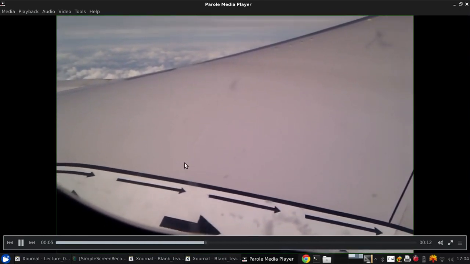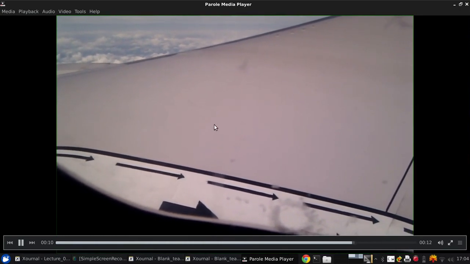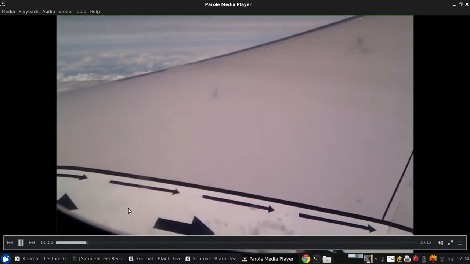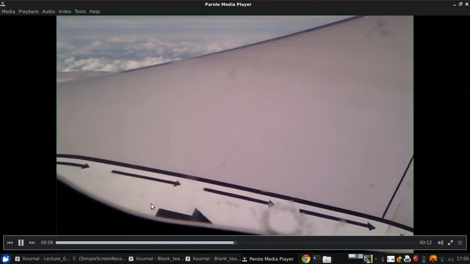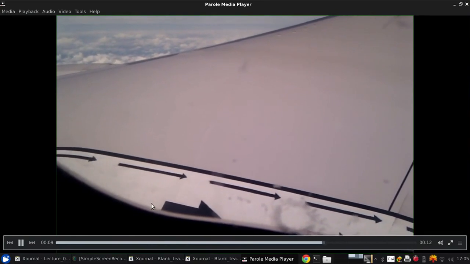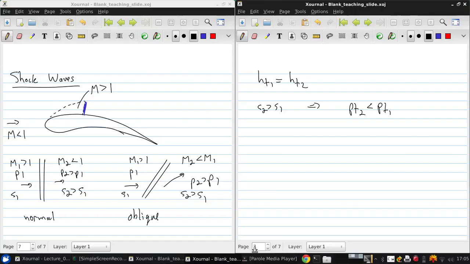So you can see the shock here on the wing, and you can see that the plane's accelerating a little bit, so the shock's pushed back. Play it one more time. So the shock's moving forward and backwards as the airspeed changes slightly. And it's more difficult to see, but the shock actually curves out here onto the wing as well. So that's just a quick video of a shockwave in action, which helps illustrate exactly what it is that I'm talking about when I draw this picture here.